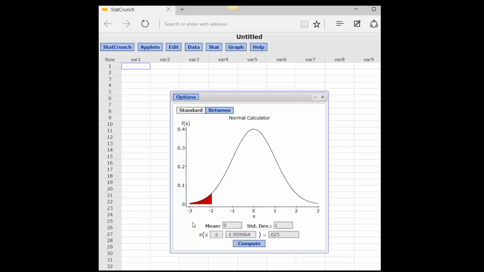Now I could switch this around and recalculate, but we know that the normal curve is symmetrical. Therefore, the right tail of the two-tail test is going to be the same but positive, so it would be a plus 1.96. Pretty straightforward.